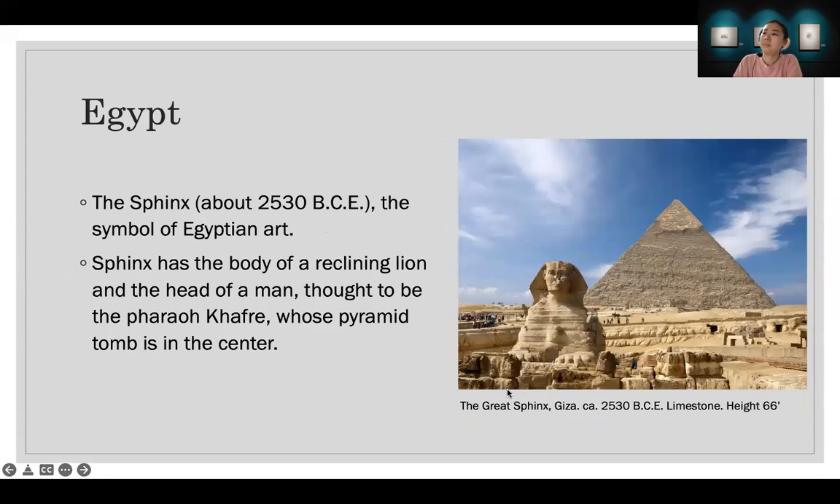So this is a Sphinx. It is the symbol of Egyptian art. It is a sense of stability, order, and endurance. It faces the rising sun, seeming to cast its immovable gaze down the centuries for all eternity. The Sphinx has the body of a recumbent lion and the head of a man thought to be the pharaoh Khufu, whose pyramid tomb is in the center.